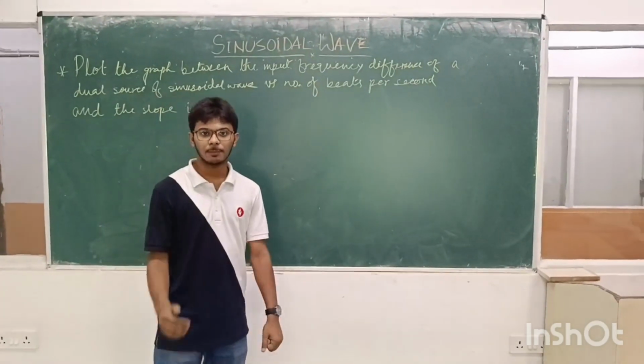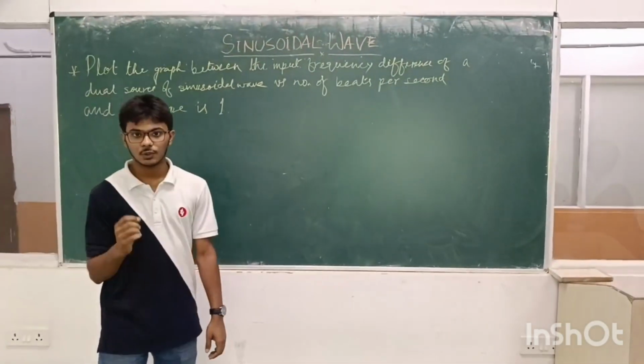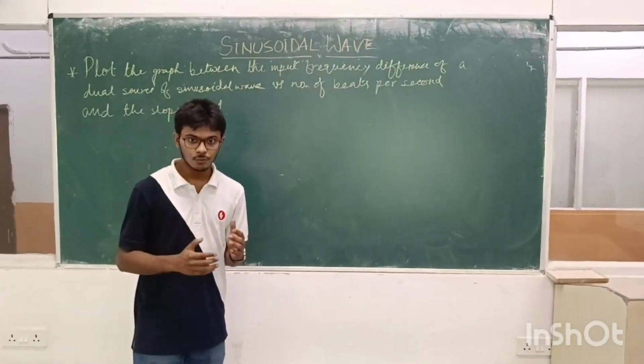Hello everyone, today we are going to demonstrate a project on sinusoidal waves. Here we will plot a graph between the frequency difference of a dual source of sinusoidal waves versus the number of beats per second, and we have to show the slope is 1.